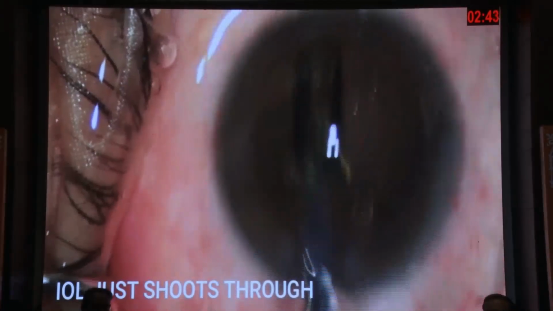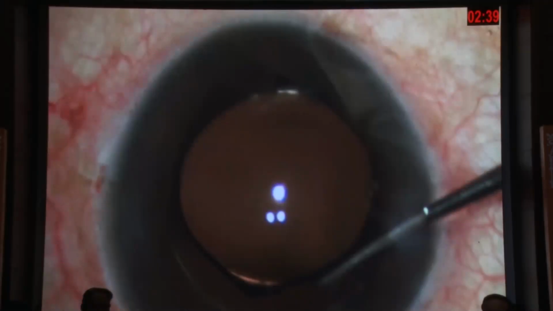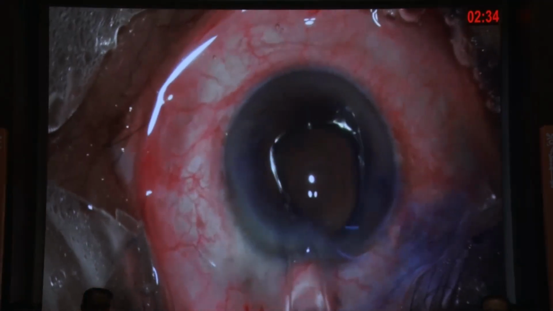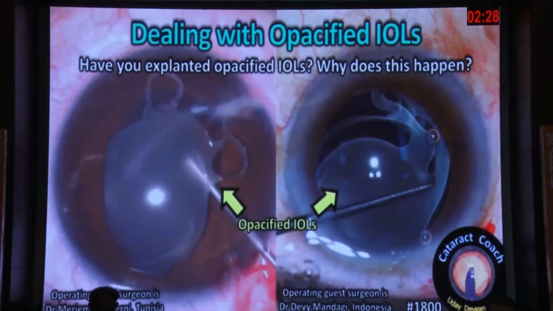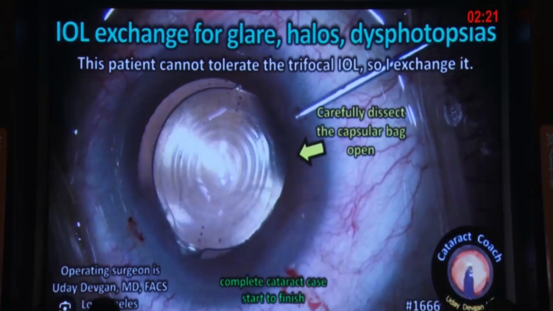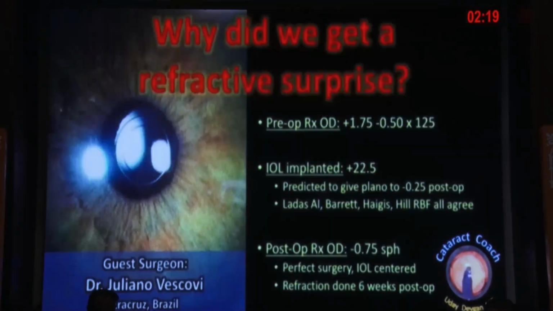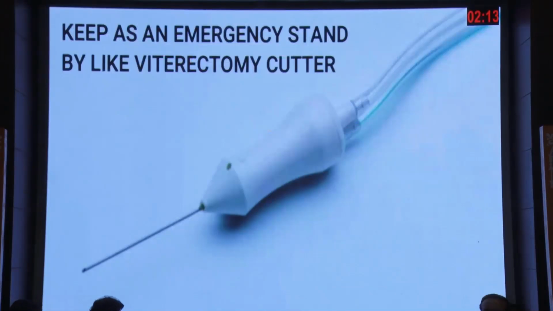When will you need this? The lens just shoots through the cartridge and creates a posterior capsular rent, or a trailing haptic gets broken at the time of injection, or a leading haptic. You never know when you will need it. Broken haptic complications, opacified IOLs, bag lens complex being dislocated or subluxated, trifocal lenses not being tolerated, a refractive surprise which we will see more and more in our post-LASIK cases.